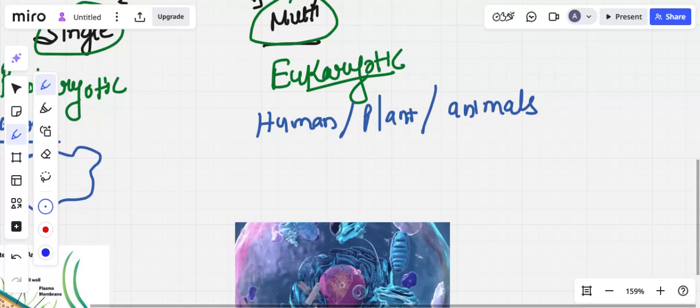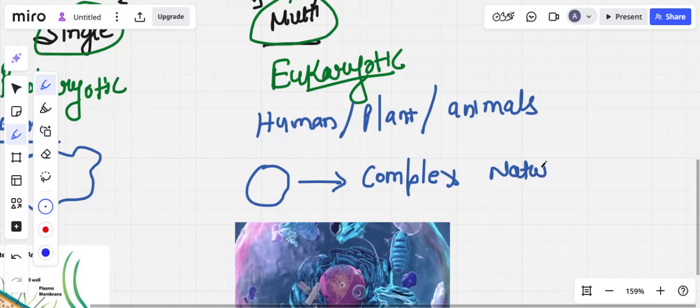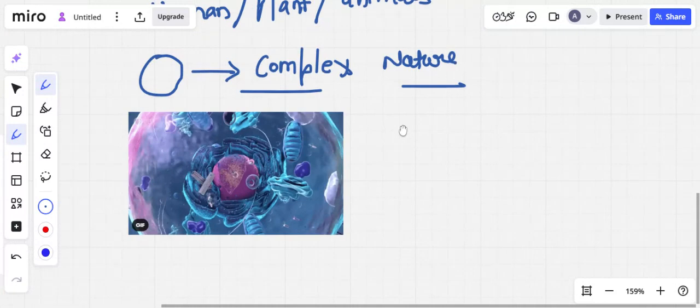Or millions of cells, and each cell has the capability to divide itself, and that process we call cell division. I already told you about it. And this has a complex structure in nature. Why am I using the term complex in nature? It means when we magnify the picture of a eukaryotic cell, inside it we have so many components present. Components means parts of the cell.